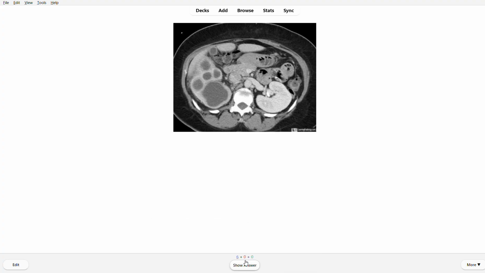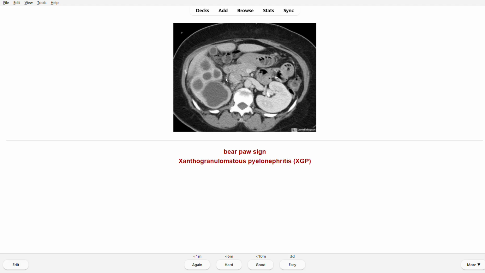The bear paw sign. Can you see the feet of a bear here? It is seen in xanthogranulomatous pyelonephritis, also called bear paw.